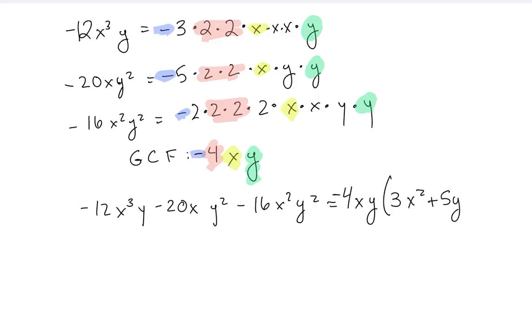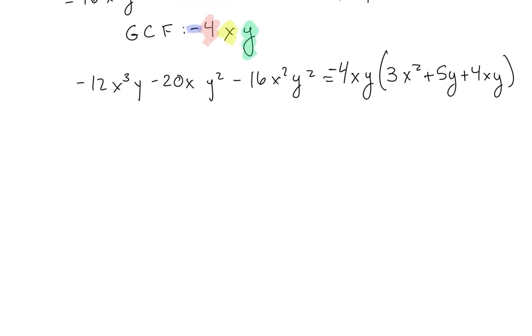And now, last but not least, negative 16 divided by negative 4 is going to be positive 4. And then x squared divided by x is just going to be x. And then y squared divided by y is simply going to be y. Okay, so that was a spicy meatball, but remember, we can always check by using the distributive law.